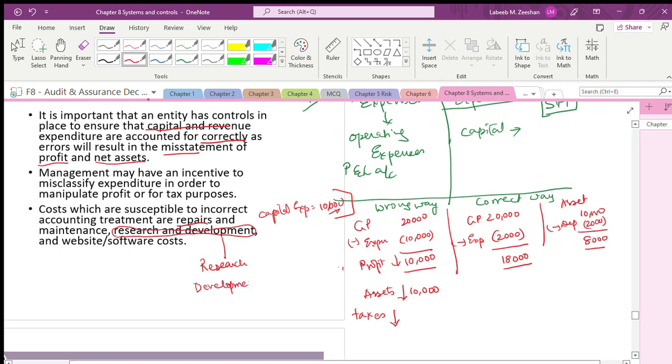Yes or no? If it is research, where do we show it, and development, where do we show it? Any idea? Yes or no? Tell me, I am waiting. If you don't have any idea, just tell me. I will continue.